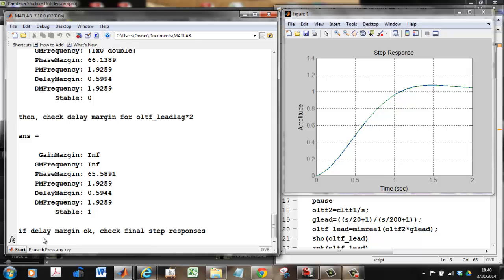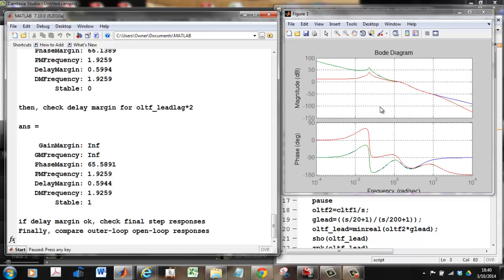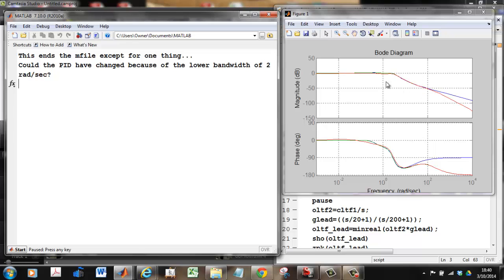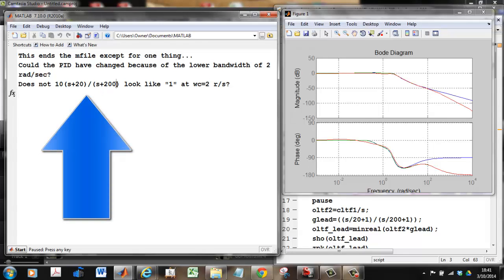So since the delay margin is acceptable, once again we see how the convergence occurs near crossover, which is the closed loop. This is the closed loop Bode plot. It shows us we lowered the bandwidth to 2. Since we've done that, maybe we could have changed the PID. So in other words, if I look at my lead compensator, we removed the S at 20. Well, if we removed the S at 20, we certainly could remove it when omega equals 2. So this would certainly look like 200 when omega equals 2.